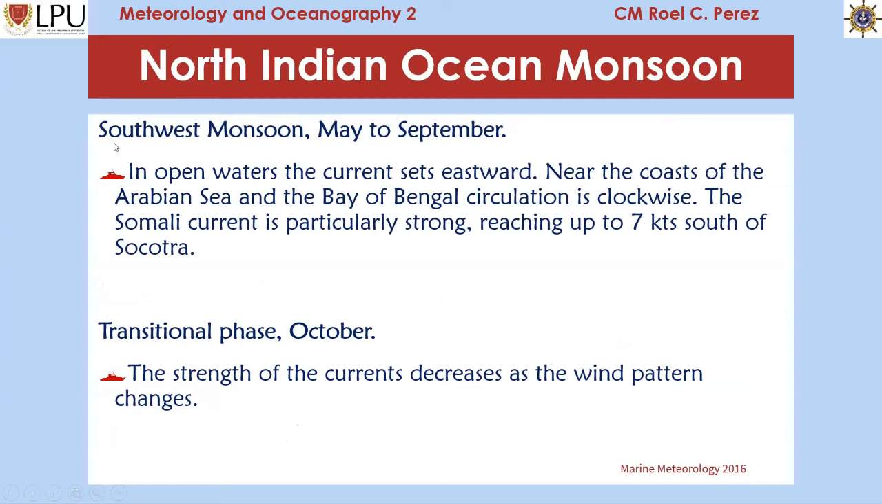And then the southwest monsoon is from May to September. In open waters, the current sets eastward. Babaliktad na yung current, going eastward na. And then near the coast of the Arabian Sea and the Bay of Bengal, circulation is clockwise. The Somali current is particularly strong, reaching up to 7 knots south of Socotra. So yun ang sinasabi ko kanina, di ba? The Somali current is a very strong current.